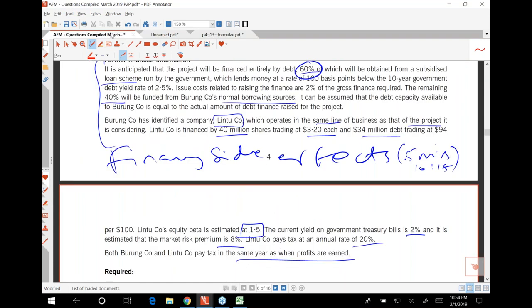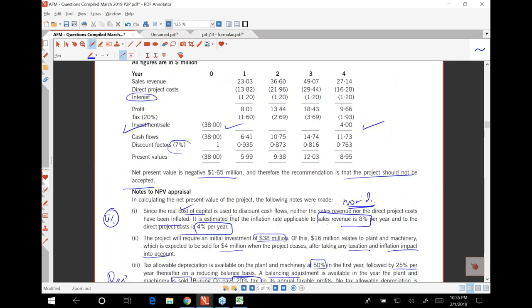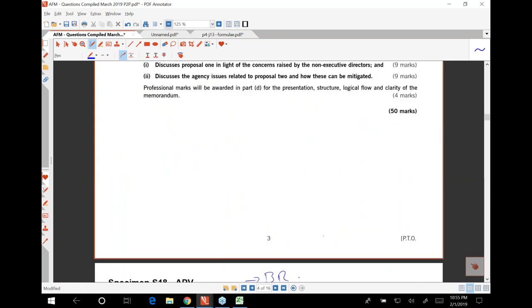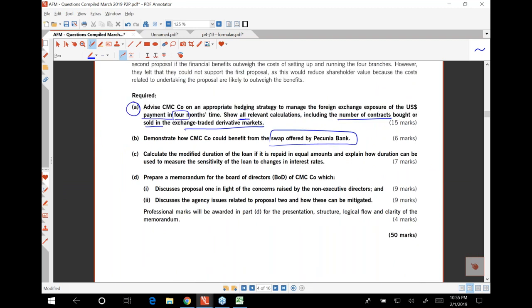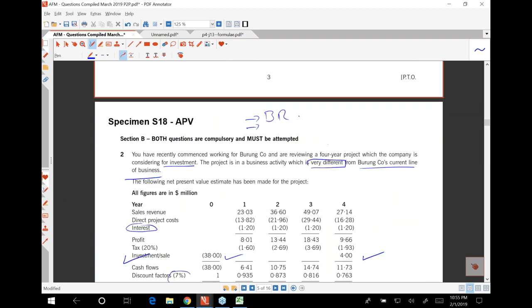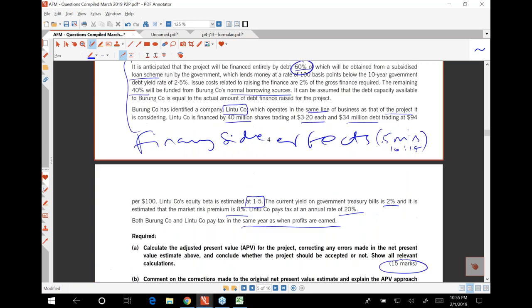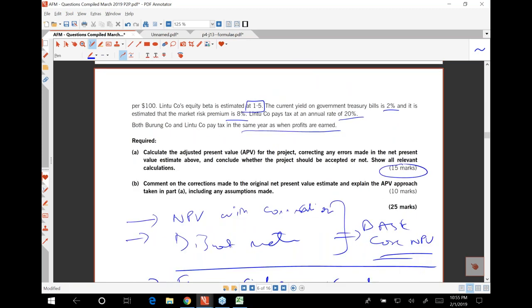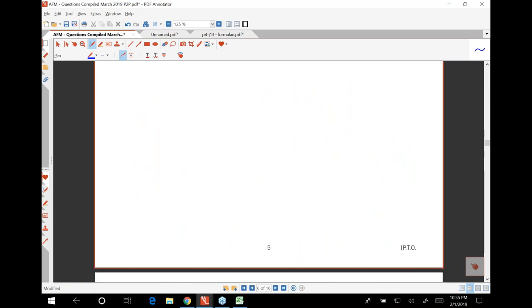Anyway, we are done with this question. The second requirement of the question says: comment on the corrections made to the original NPV calculations, present value estimate, explain the APV adjustment, etc.